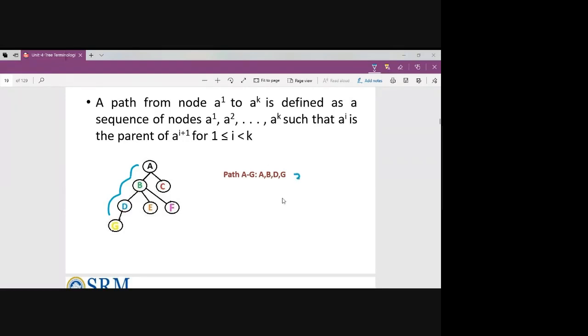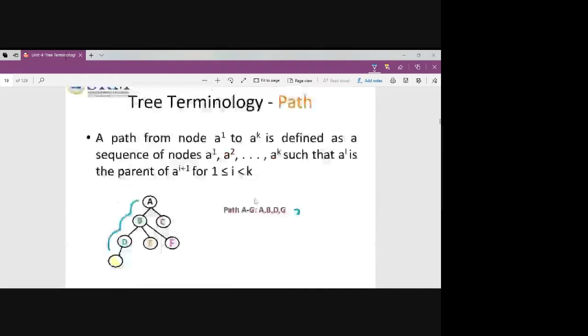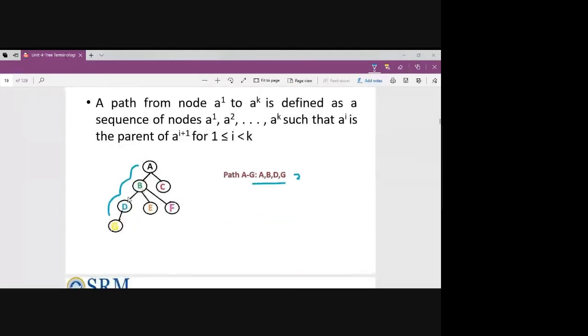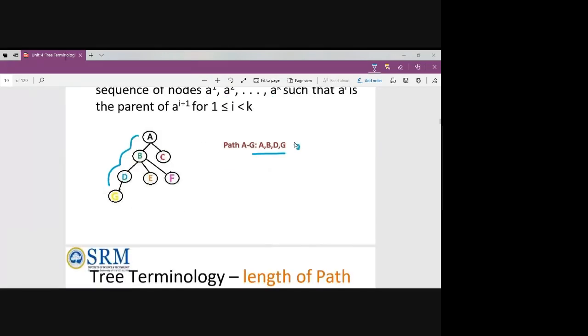But when they ask you a path, you have to tell it like this: A to B, B to D, D to G. For A to G, the path will be A, B, D, G. For A to E, the path will be A, B, E. Similarly, for A to F, the path will be A, B, F. Okay, so that's what is given here also, defined as a sequence of nodes when you go from here to here.